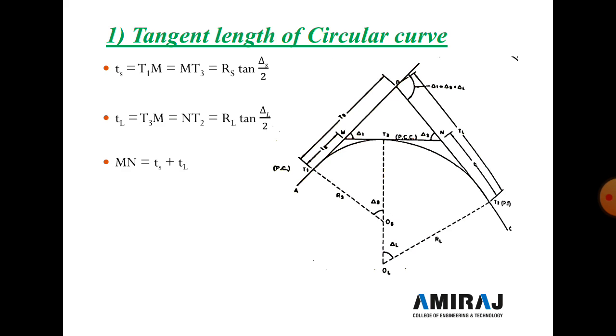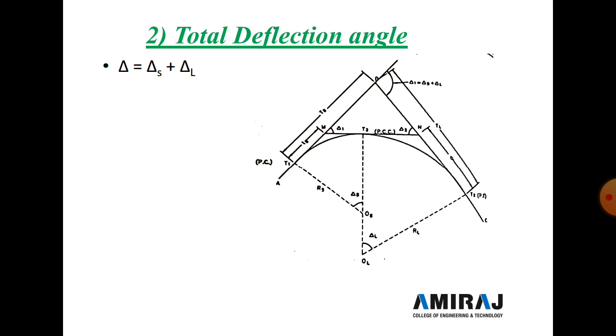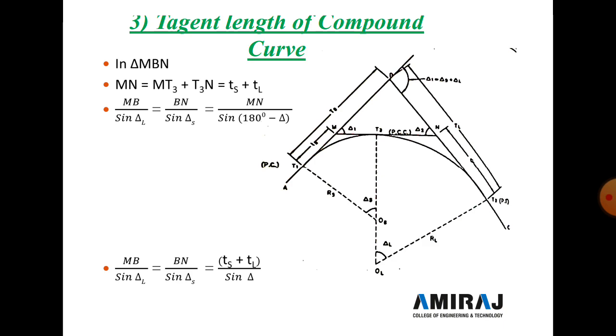So MN is the total length, ts plus tl, this length. Both equations are written here: MN is equal to ts plus tl. Next is the total deflection angle. The total deflection angle delta is equal to delta S plus delta L. Next is the tangent length of the compound curve.